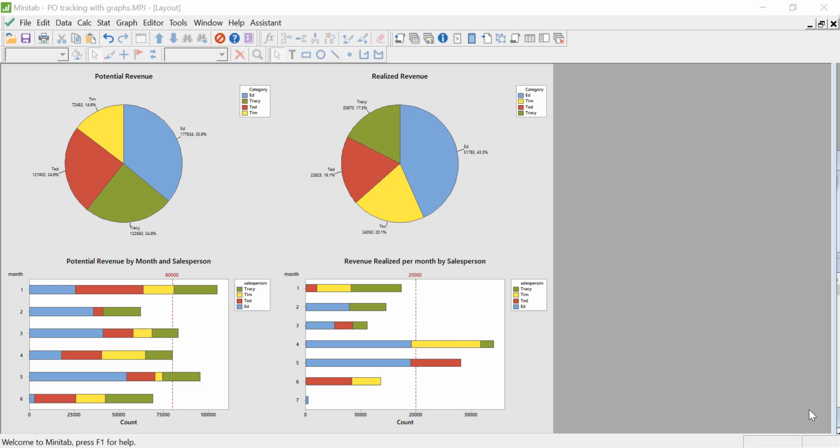Welcome to Analyzing Data with Minitab. In this session, we're going to explore the analysis possibilities with Minitab.